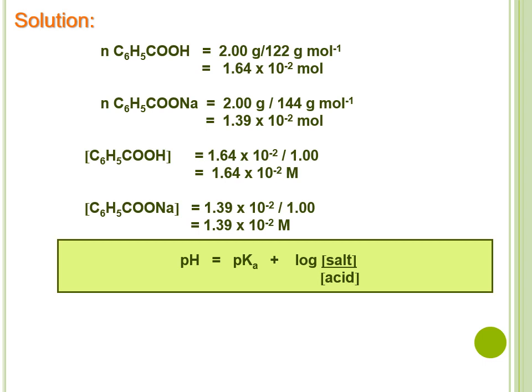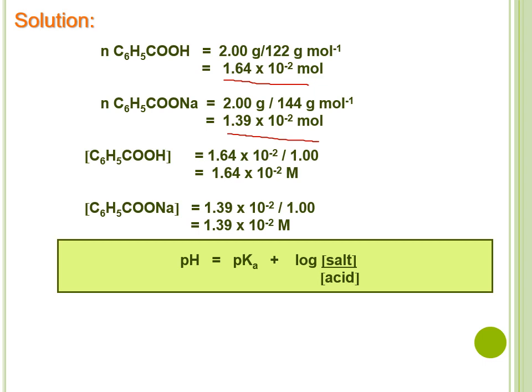Firstly, you need to find the number of moles for benzoic acid and sodium benzoate, given 2 grams of each substance. So you need to find the molar mass. For benzoic acid, 122 grams per mole, and sodium benzoate, 144 grams per mole. You're going to get 1.64 times 10 to the power of negative 2 and 1.39 times 10 to the power of negative 2 respectively.